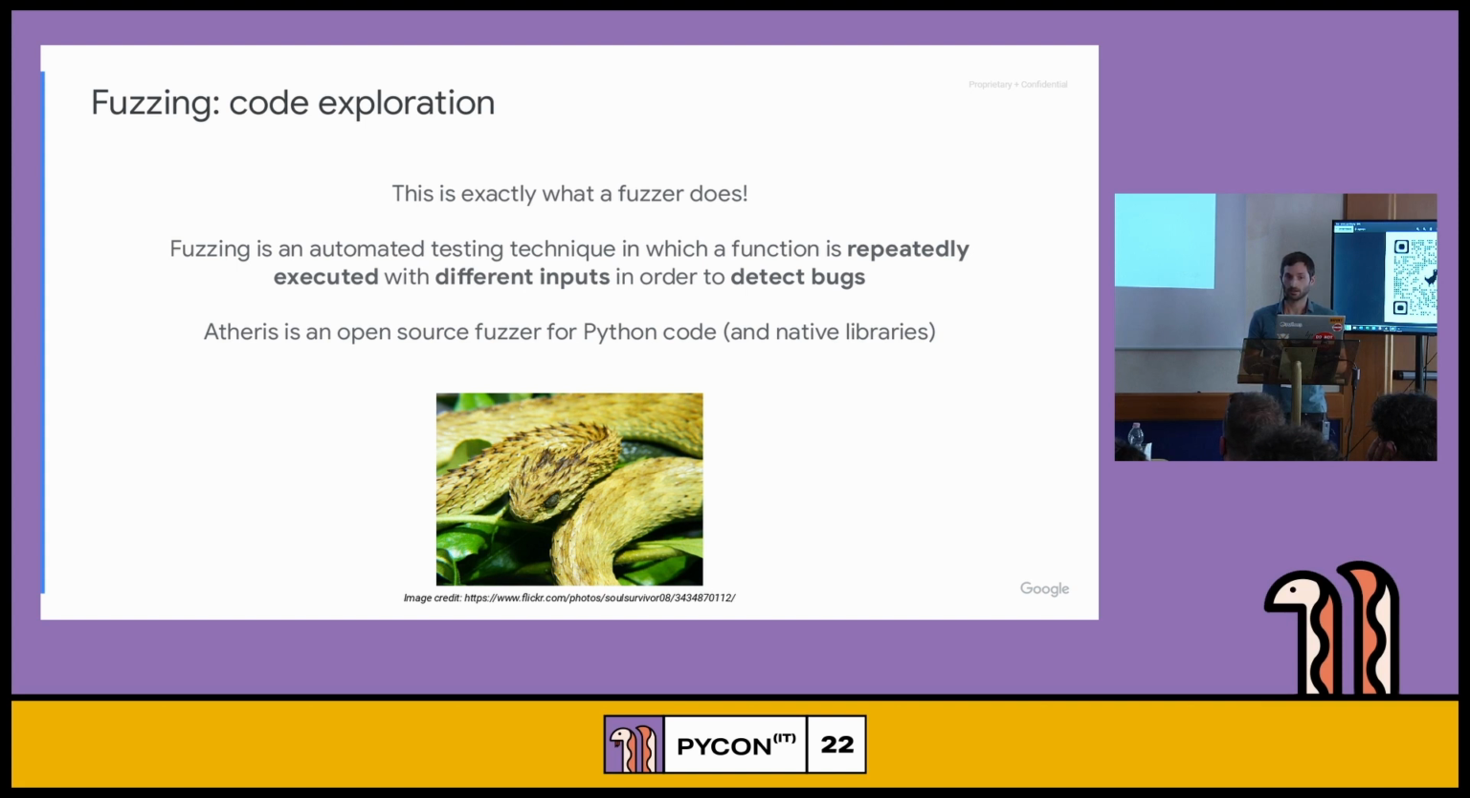And Atheris is an open source fuzzer for Python code and also native libraries that we developed. And the name comes from this type of snake, Python, I'm not sure, which kind of looks like a fuzzy Python because it has this fuzzy skin.